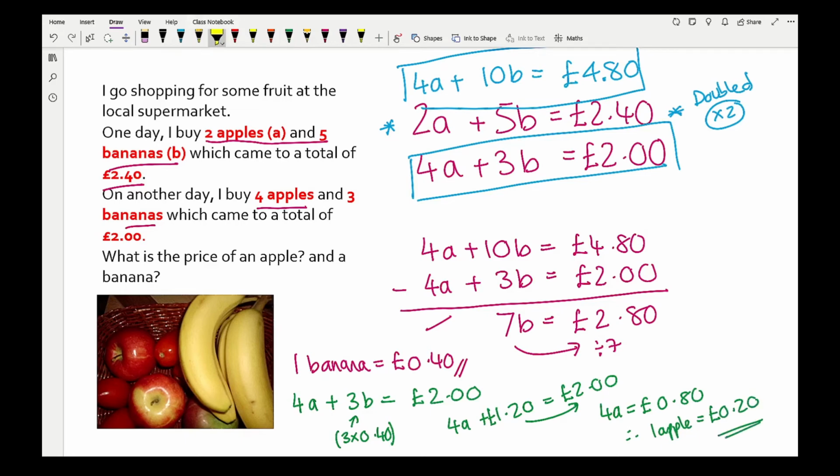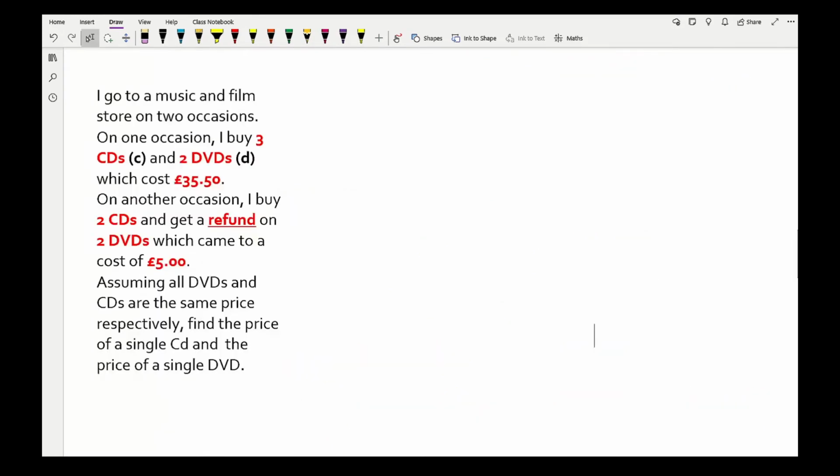So here I've worked out that 1 banana costs 40p and 1 apple costs 20p. Now working through this third example, it says that I go to a music and film store on 2 occasions. On one occasion I buy 3 CDs and 2 DVDs, and that comes up to a total of £35.50. So let's first start by converting that into algebra.